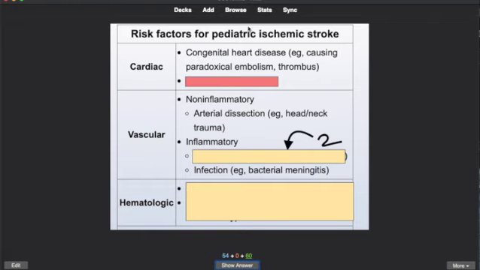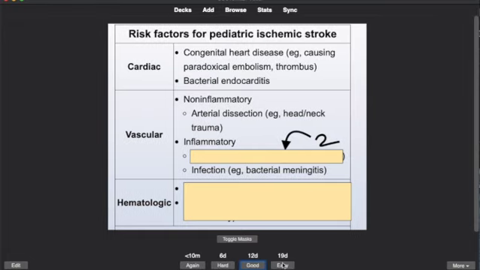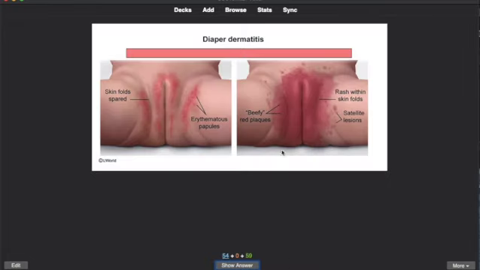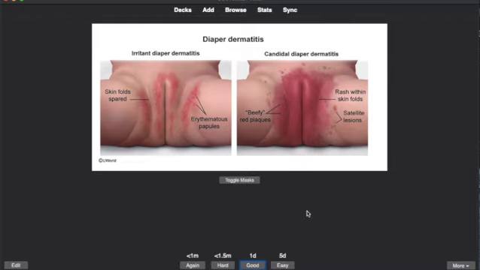Risk factors for pediatric stroke. I think it's like little things that are on the heart. Vegetations, bacterial endocarditis. It's close enough. Easy. Okay, diaper dermatitis. This is just regular diaper rash. This is candidiasis. Yep.